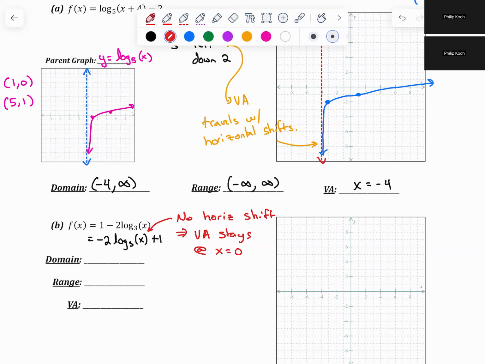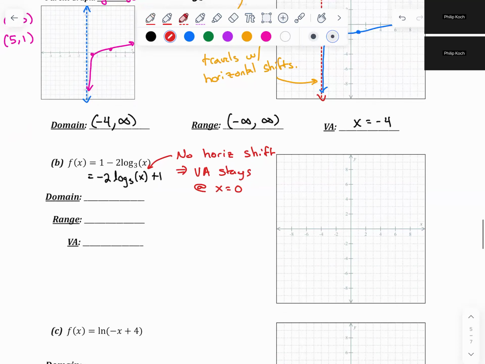The vertical asymptotes will only move if they have a horizontal shift. So the VA is always going to be at x equals 0 unless there's a shift. Unless that was x plus 5 on the inside or x minus 3 on the inside, it'll stay at x equals 0. So we'll go ahead and graph it, just get that out of the way.